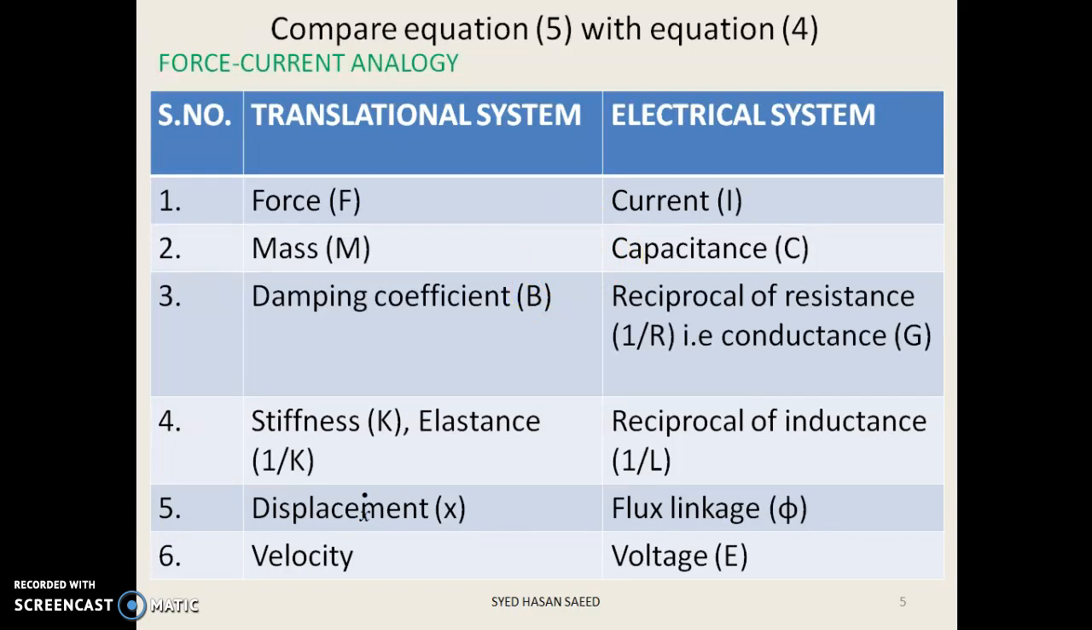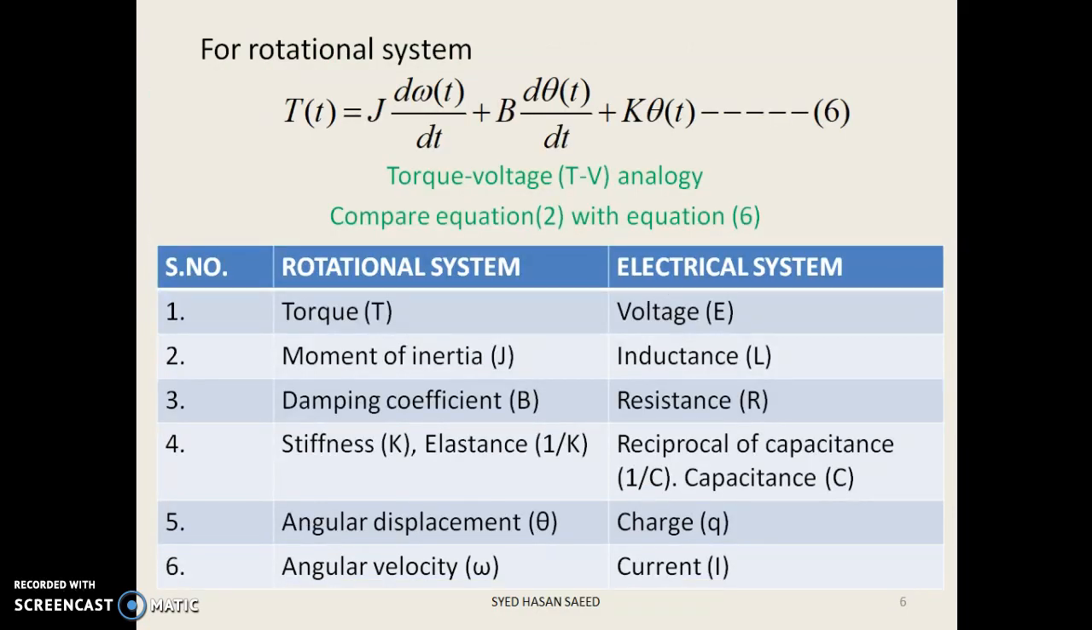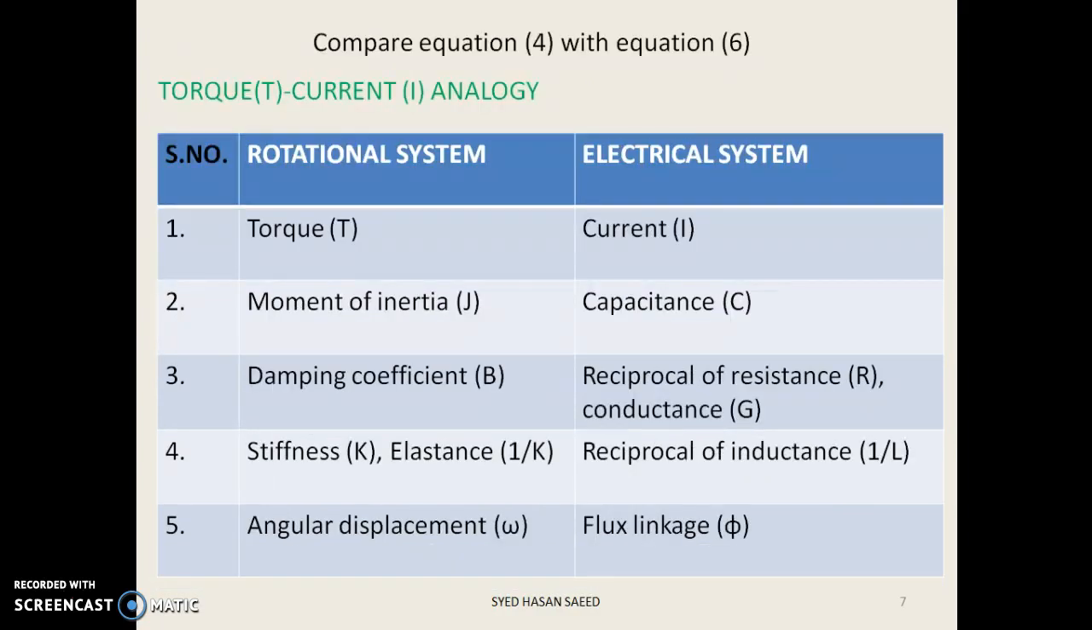This is the table where the force is analogous to the current I, mass is analogous to the capacitance C, the damping coefficient is analogous to the conductance G, and velocity is analogous to the voltage E. The torque T is analogous to voltage E, and this table is known as the torque voltage analogy. This is the table for the torque current analogy.